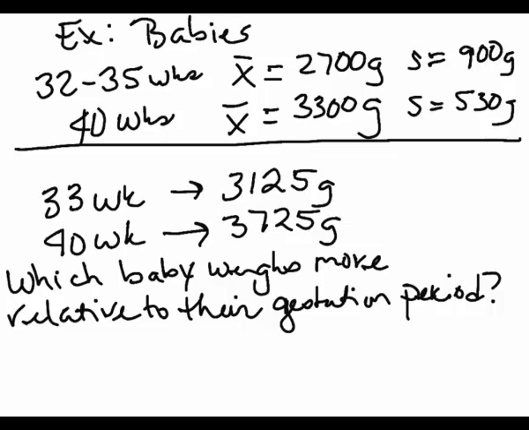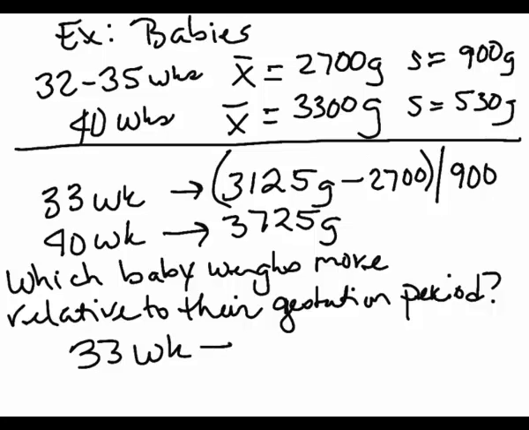So the thing you want to do is standardize these weights by making them into z-scores. So I'm going to take the 3125 and subtract the mean in that gestation period, and the mean is 2,700. Then I'm going to divide that value by 900, which is the standard deviation. So the 33-week baby z-score is 0.47.